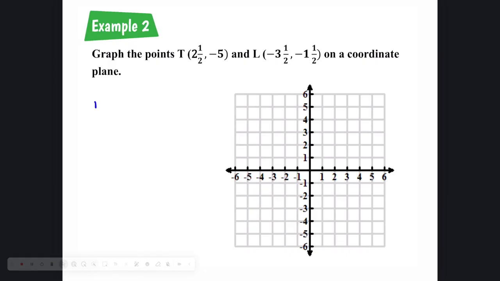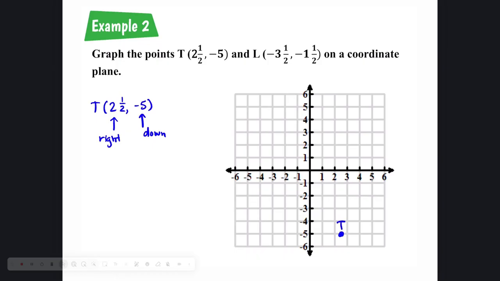For point T, 2.5 is the x-coordinate and is a positive number, so we will move to the right on the x-axis. Negative 5 is the y-coordinate and is a negative number, so we will move downward on the y-axis. The point is 2.5 units to the right and 5 units down.